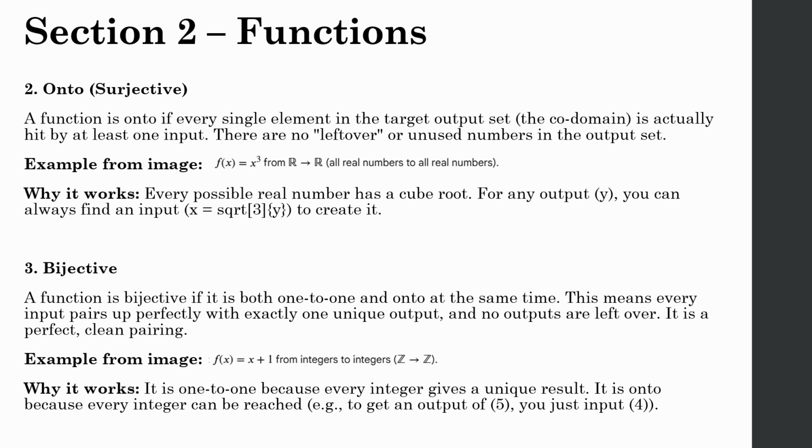Number 3. Bijective. A function is bijective if it is both one-to-one and onto at the same time. This means every input pairs up perfectly with exactly one unique output and no outputs are left over. It is a perfect and clean pairing. For example, f of x equal to x plus 1 for integers Z to Z. Why it works? It is one-to-one because every integer gives a unique result, and it is onto because every integer can be reached.